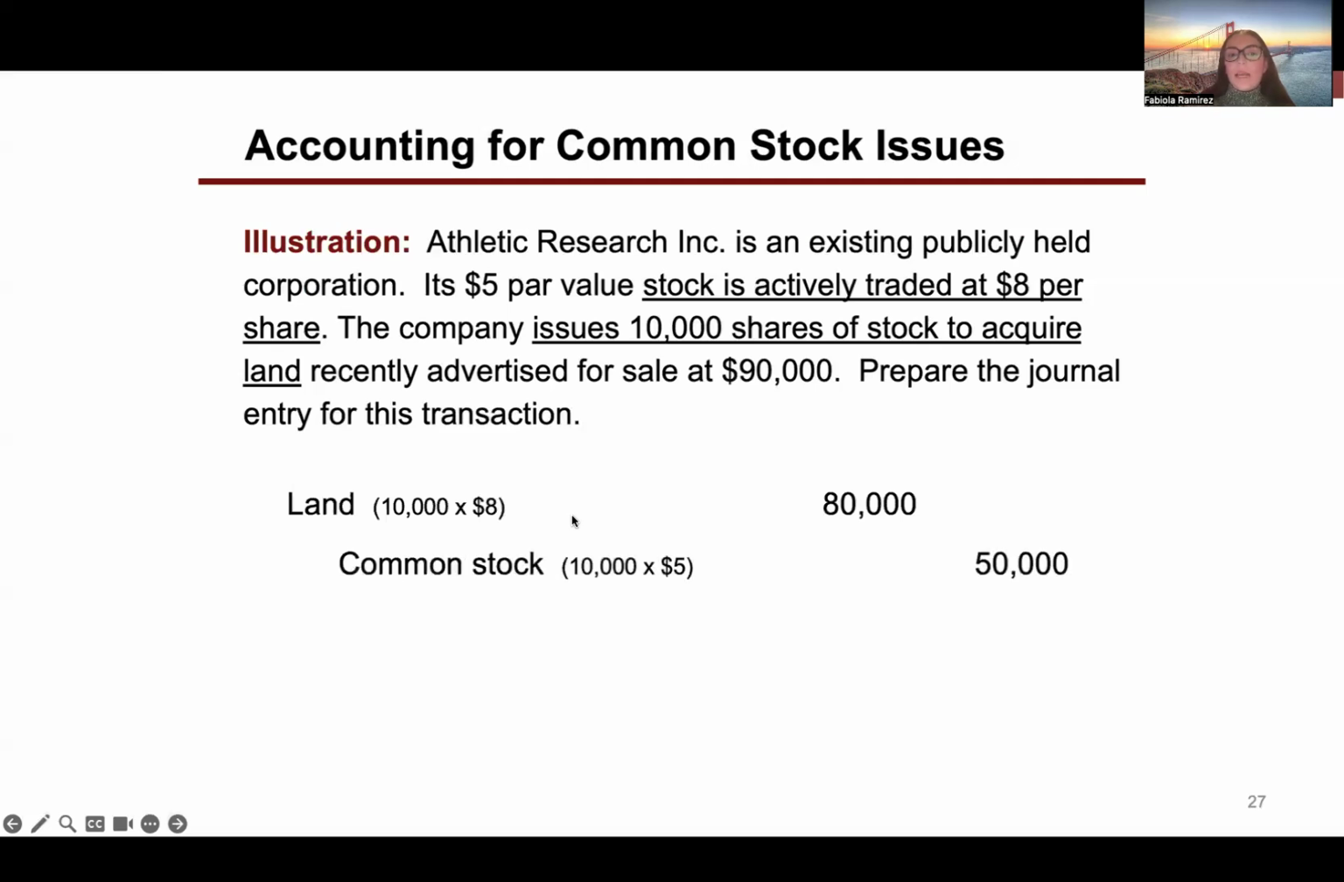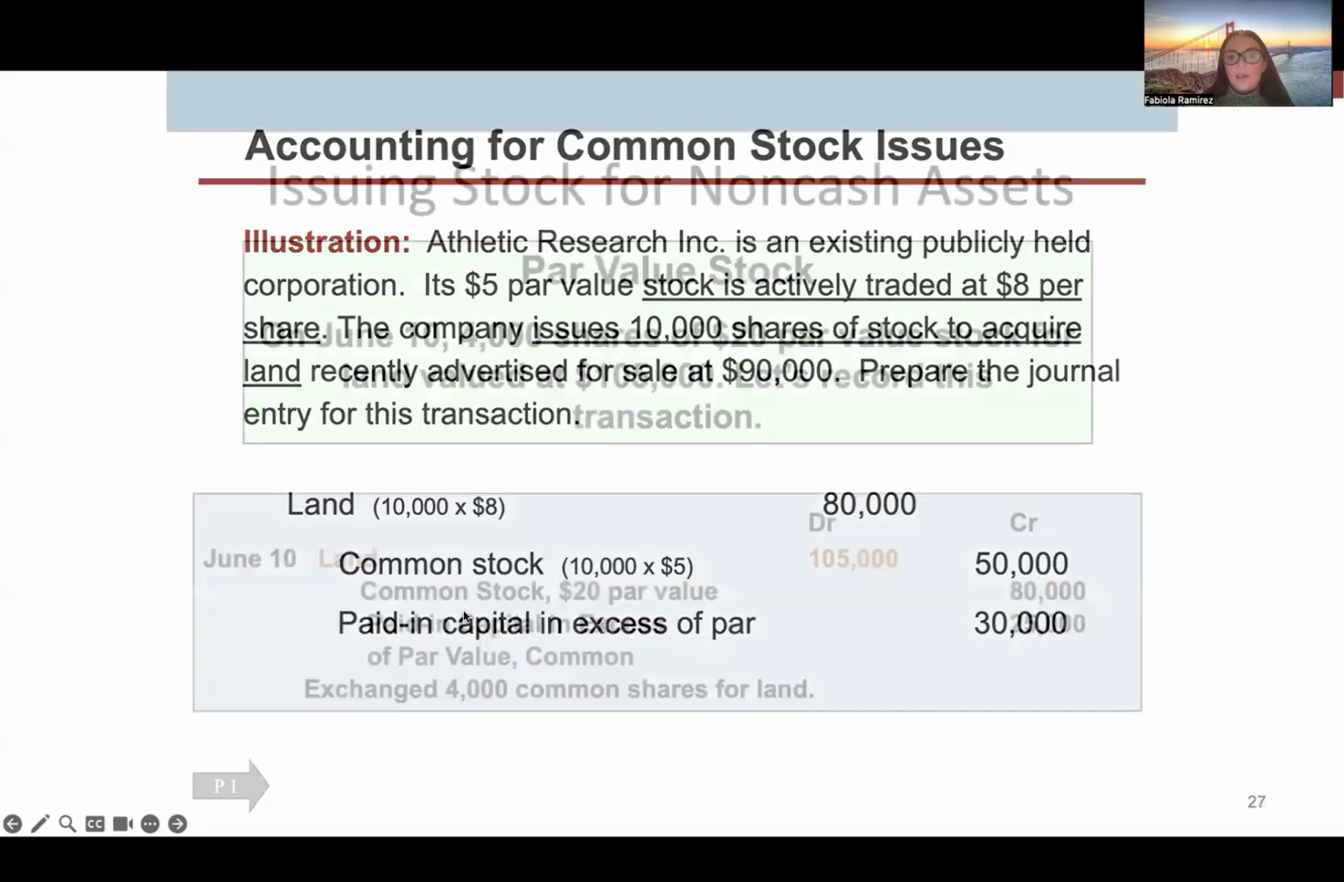We will debit land for $80,000, and that is taking the 10,000 shares and multiplying it by the $8 market value. We are going to credit common stock for par value, 10,000 times $5 per share, and we will credit the remainder to the APIC account for $30,000.